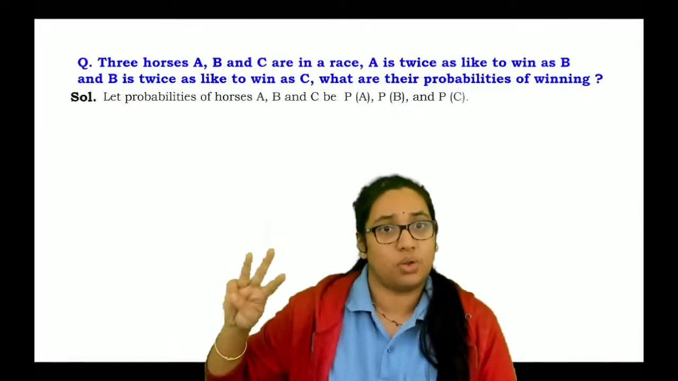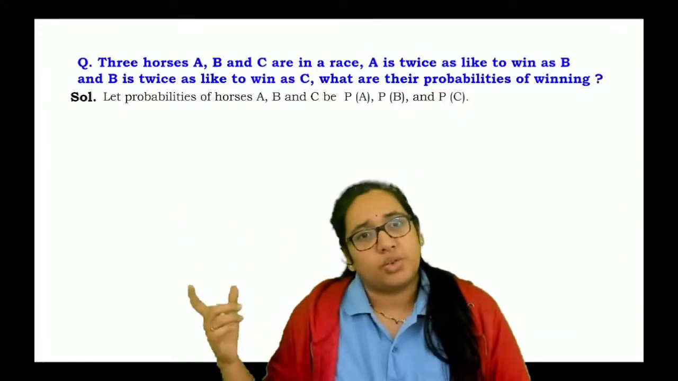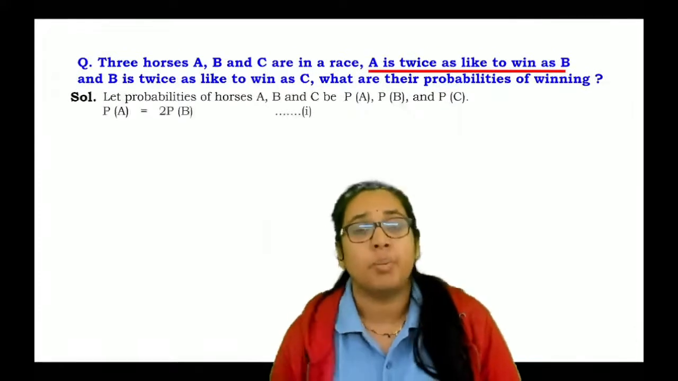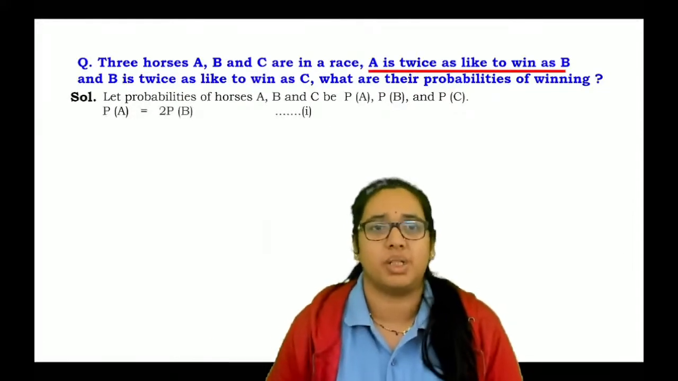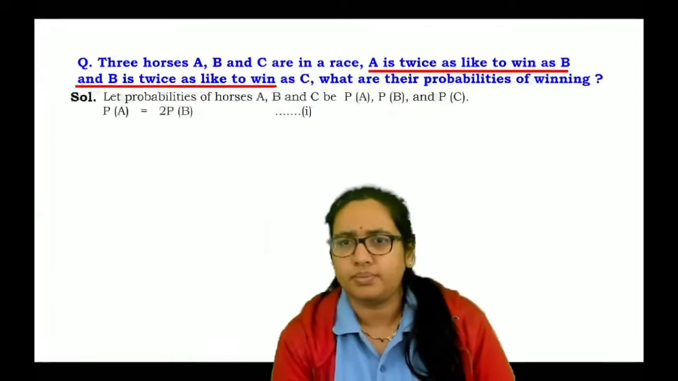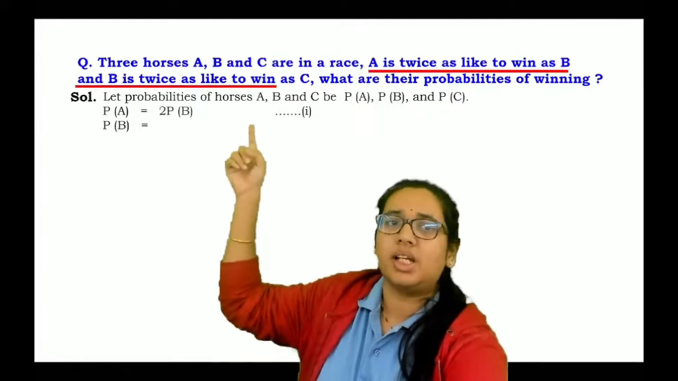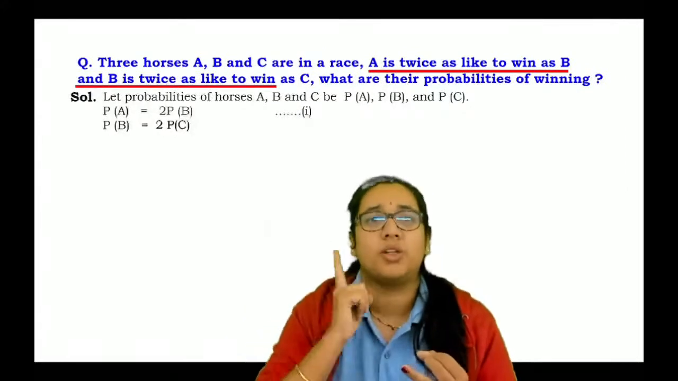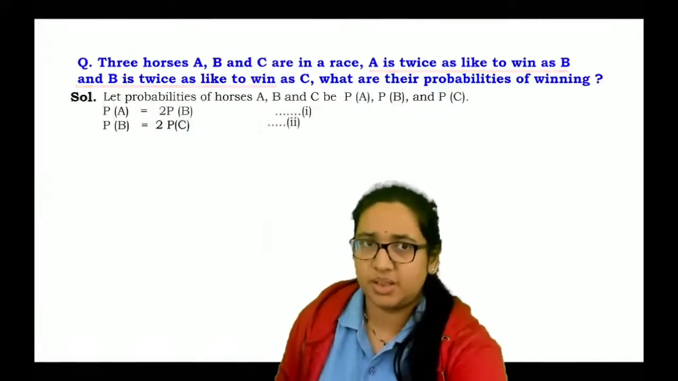What do you know? If there are 3 horses in that race, then definitely one of them is going to win, right? Let the probabilities of the horses winning be as follows: probability of A, probability of B, probability of C. But the given case is that the probability of A winning is twice that of B. Hence we can write probability of A is equal to 2 times probability of B. Similarly, probability of B is twice the probability of C. But we know that there are only 3 choices. Either A will win, or B will win, or C will win. Apart from this, you will not get anything else. Is this understandable? Is this clear?